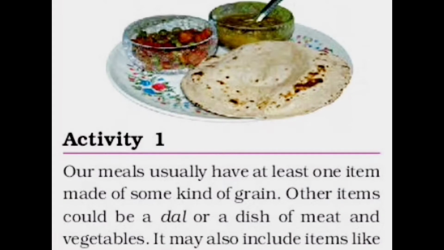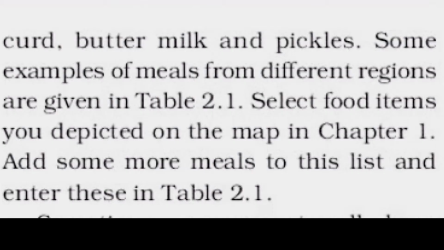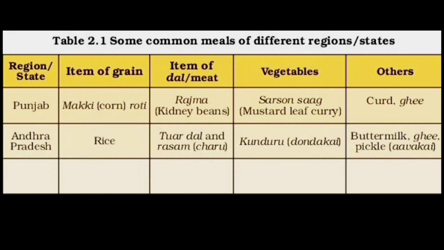Activity 1. Our meals usually have at least one item made of some kind of grain. Other items could be a dal or a dish of meat and vegetables. It may also include items like curd, buttermilk and pickles. Some examples of meals from different regions are given in table 2.1. Select food items you depicted on the map in chapter 1, add some more meals to this list and enter these in table 2.1.